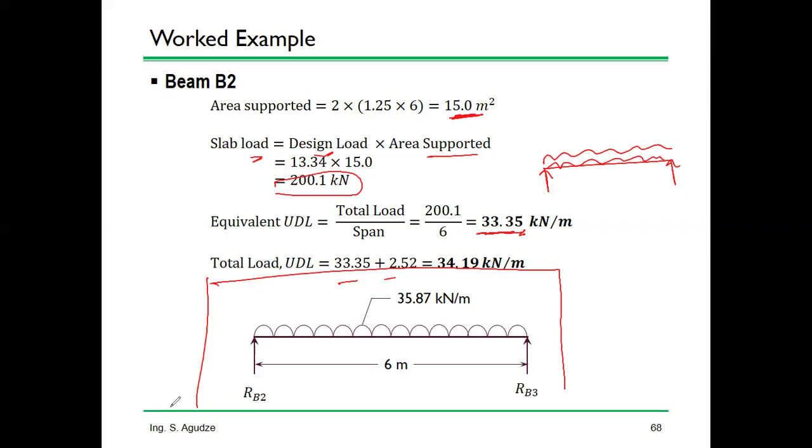So if you remember, this beam was a secondary beam, right? Which was resting on a primary beam. So in that case, you have to calculate the total load of this. The total load is for this per meter, 35.87 times 6, which is 215.22. That's the total load.